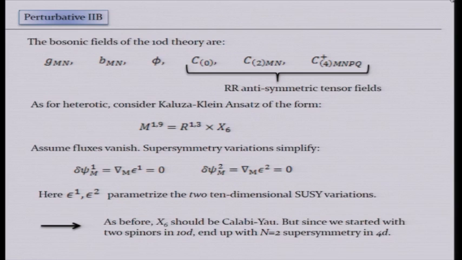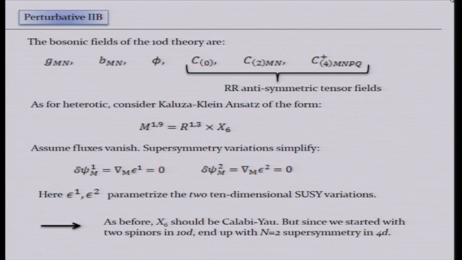Okay? So we're going to do much the same thing. We're going to try and compactify this down to four dimensions, taking the Kaluza-Klein ansatz of four-dimensional Minkowski space times X6, where X6 is an internal manifold. And we're going to set the fluxes to 0, just as we did for the heterotic string, the fluxes here being not just the flux of B, but also the fluxes of the Ramond-Ramond fields. Okay. And then we're going to look for compactifications which preserve some supersymmetries. We want to find some unbroken supersymmetry generators.